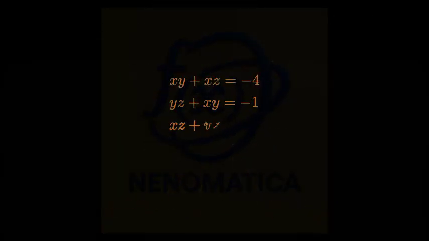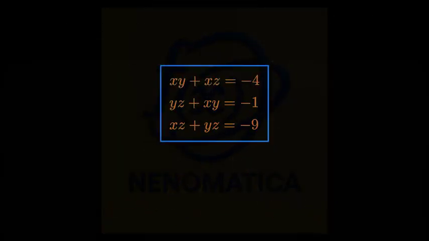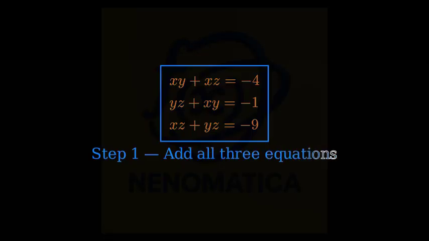Here is the system. The equations are xy plus xz equals -4, yz plus xy equals -1, xz plus yz equals -9. All products are between the same three unknowns x, y, and z. Step 1. Add the three equations.